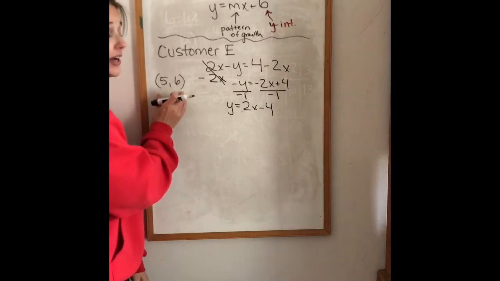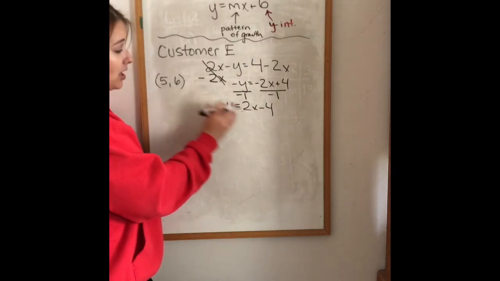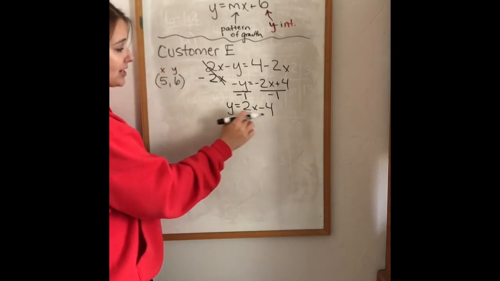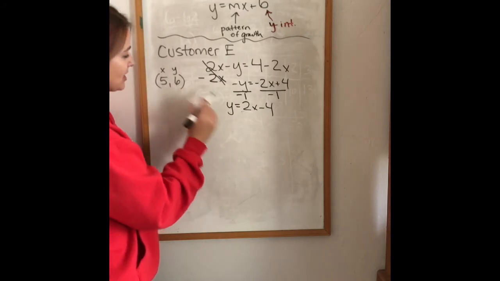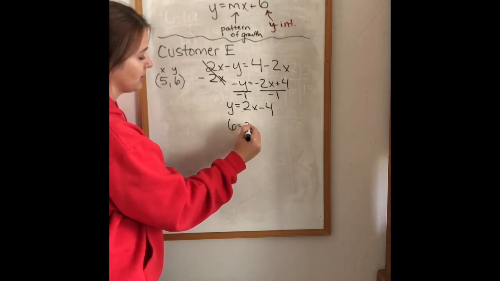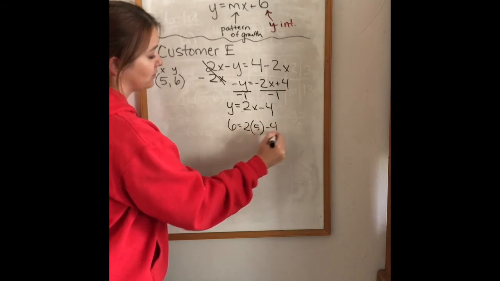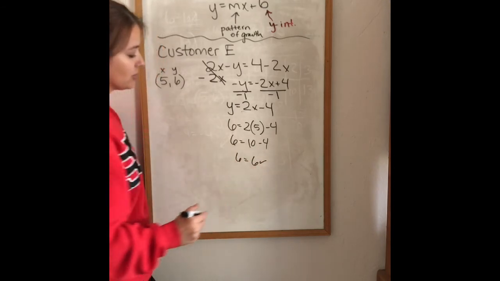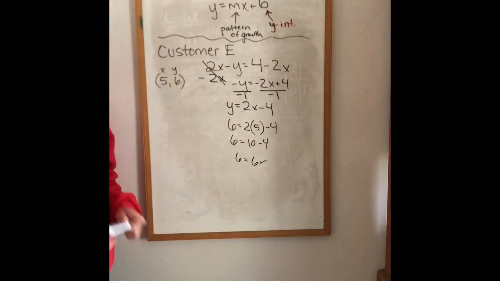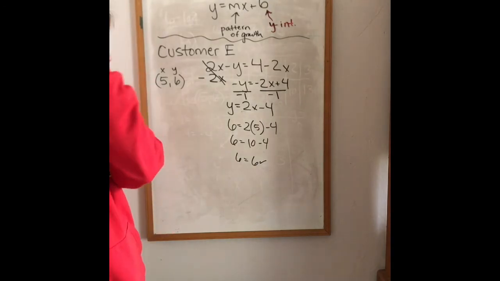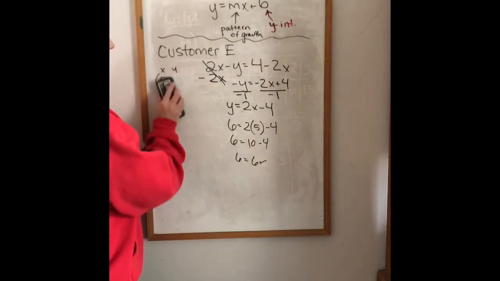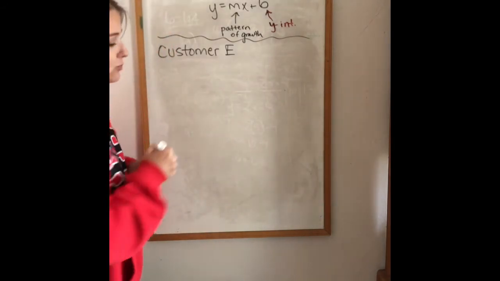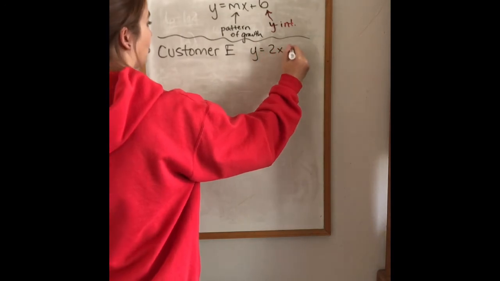If you want to figure out if a point is on a line, you plug in these values for the x and the y in the equation. So let's plug 5 in for x and 6 in for y. So 6 equals 2 times 5 minus 4. 6 equals 10 minus 4. 6 equals 6. So it looks like this customer is correct. So if he is correct, we need to provide him with a table, a graph, and a rule. And we already found out his rule is y equals 2x minus 4.